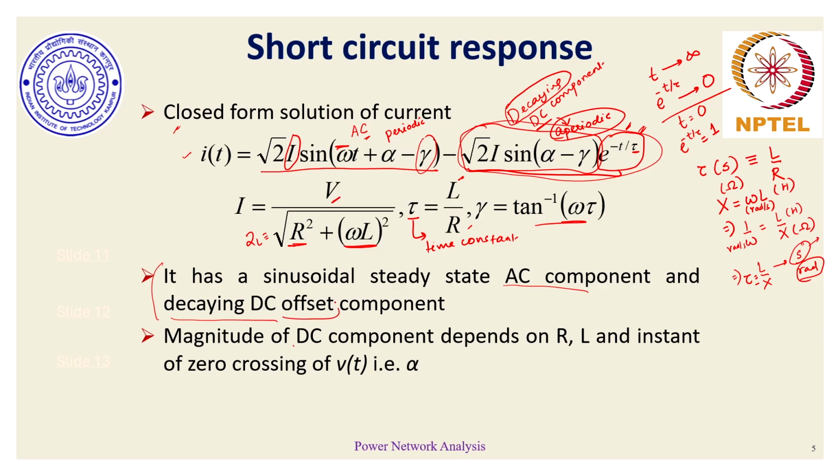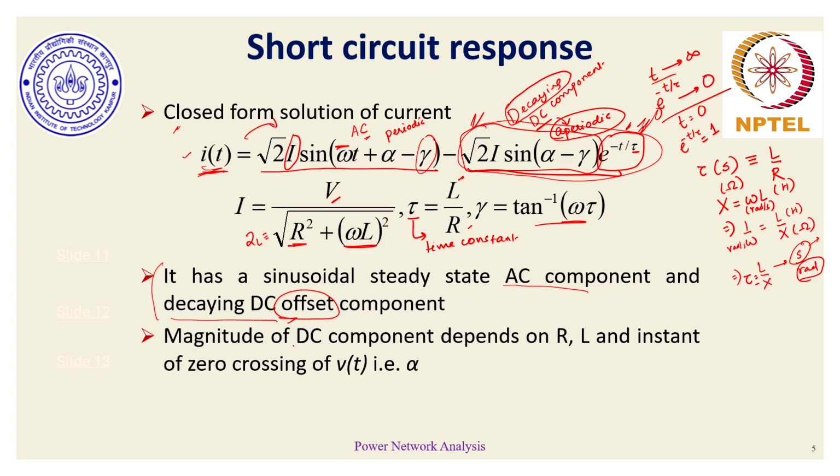We also call the term an offset because the overall I of t, which in steady state would be equal to the RMS AC current, because at t equal to infinity the decaying DC component would be 0. At the instant of fault, or just after the switching, the actual current I of t is being appended or offset by this decaying DC component. That's what the term offset refers to here.